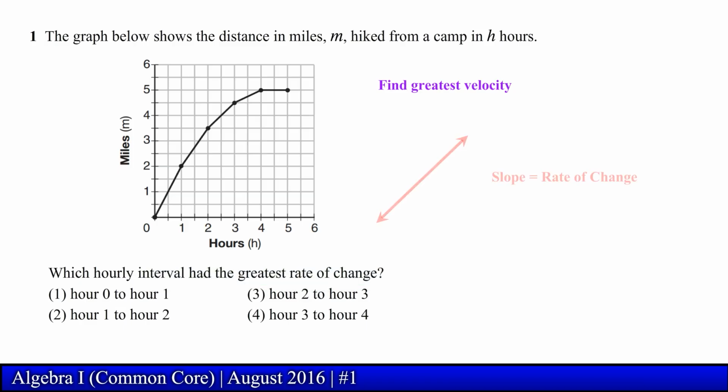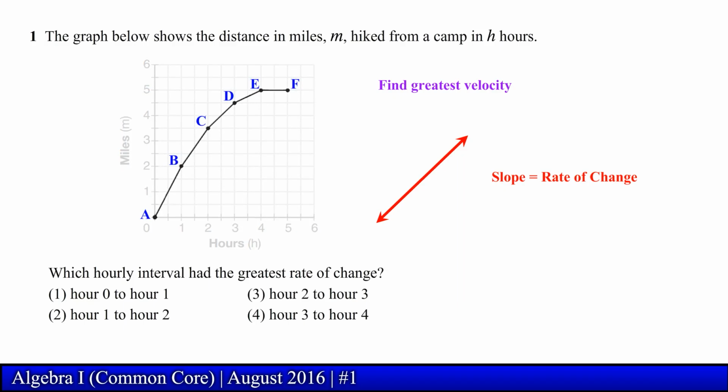Recall that the slope of a line can be used to represent a rate of change. In this problem, we have various intervals with distinct slopes. Let's go ahead and label each of the 6 points with a letter, as follows. Now let's go ahead and find the slope between each interval.